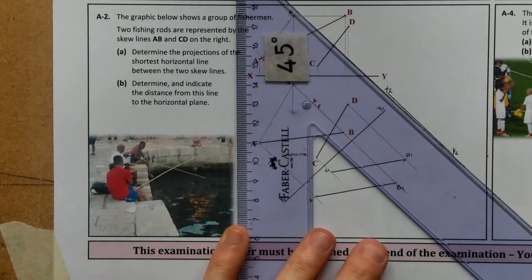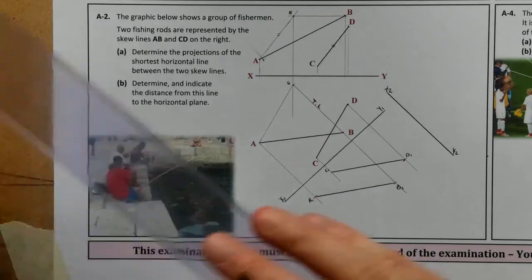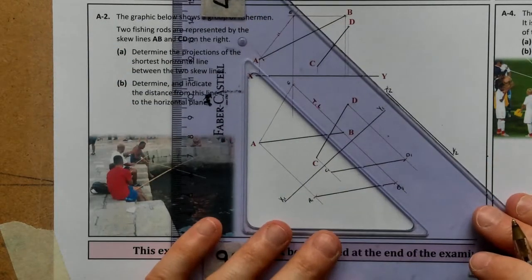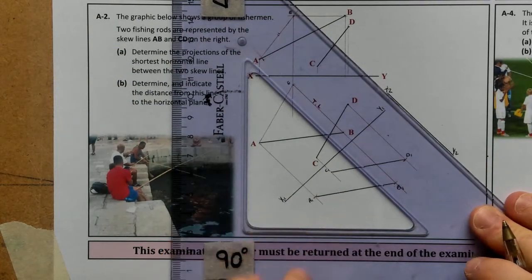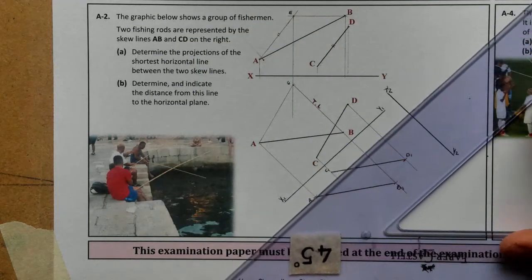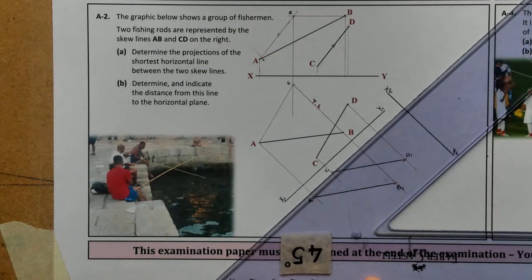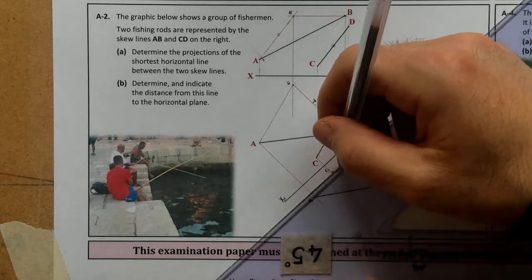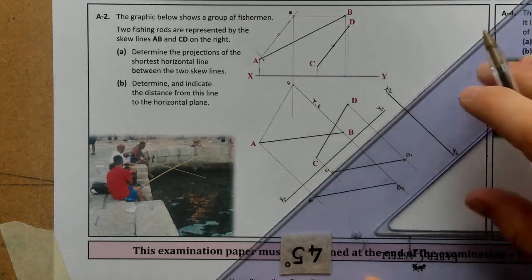So perpendicular. And we have to project up perpendicular to the X2, Y2 then for all the points. So C2 will be up here somewhere.